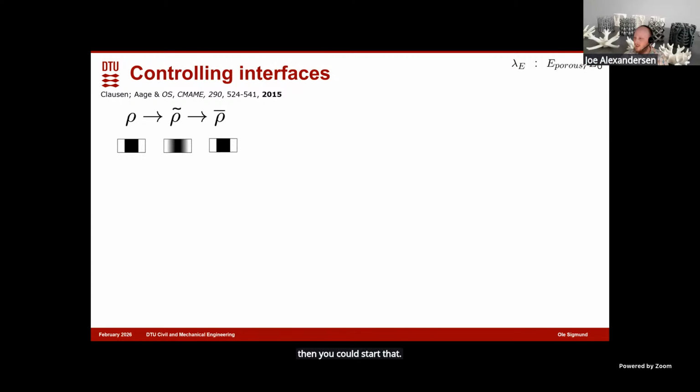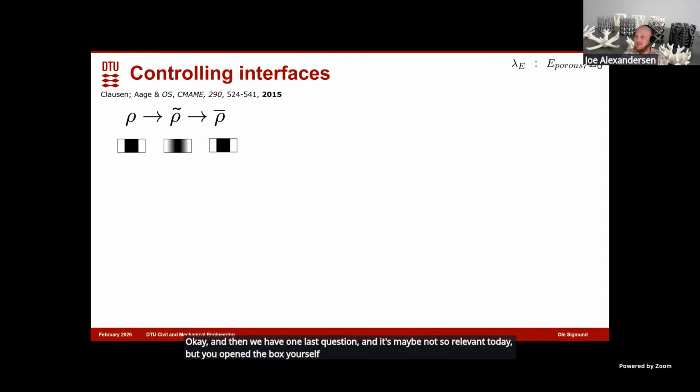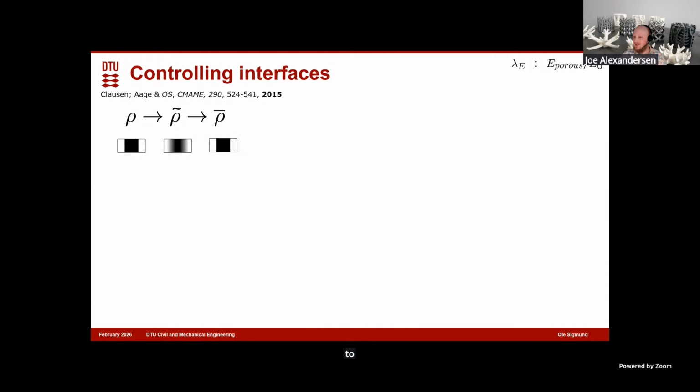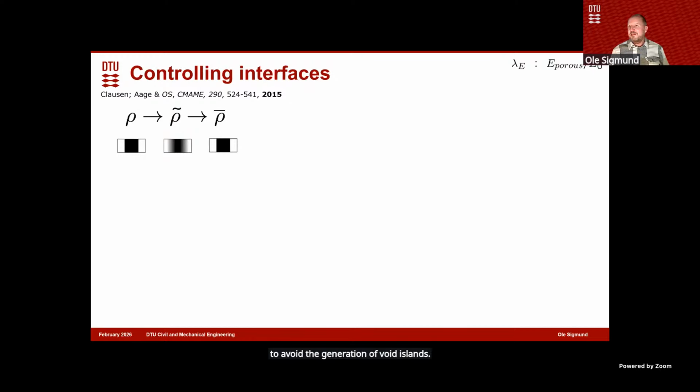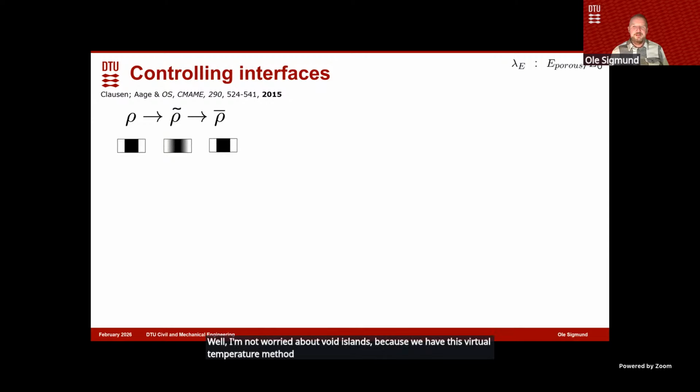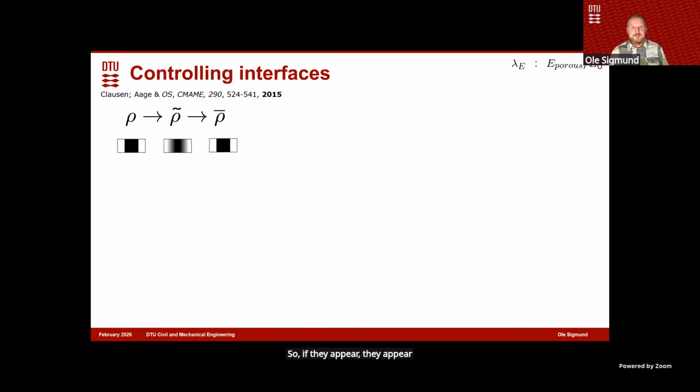Yeah. Okay, and then we have one last question, and it's maybe not so relevant today, but you opened the box yourself. So do you think that level set methods offer any advantage over density-based methods to avoid the generation of void islands? Well, I'm not worried about void islands because we have this virtual temperature method or nonlinear virtual temperature method. So if they appear, we get rid of them.